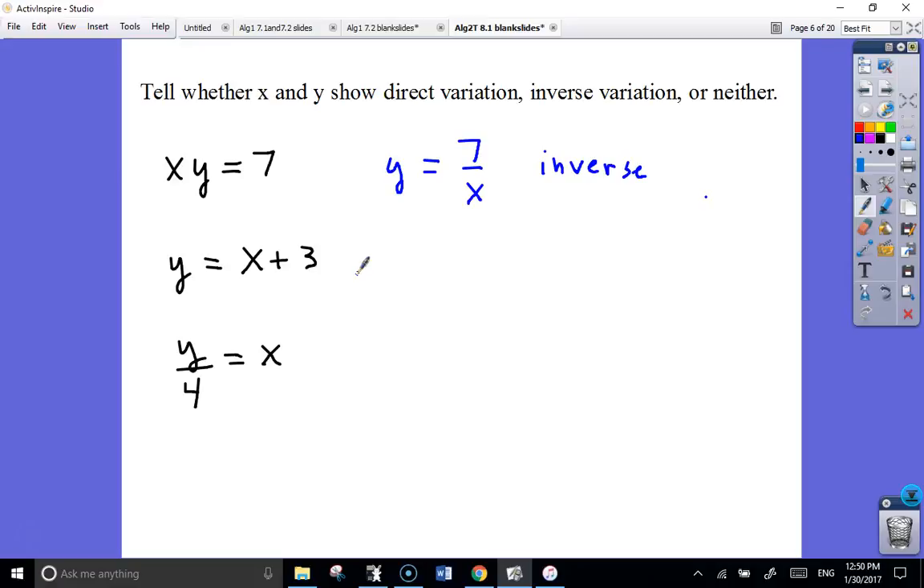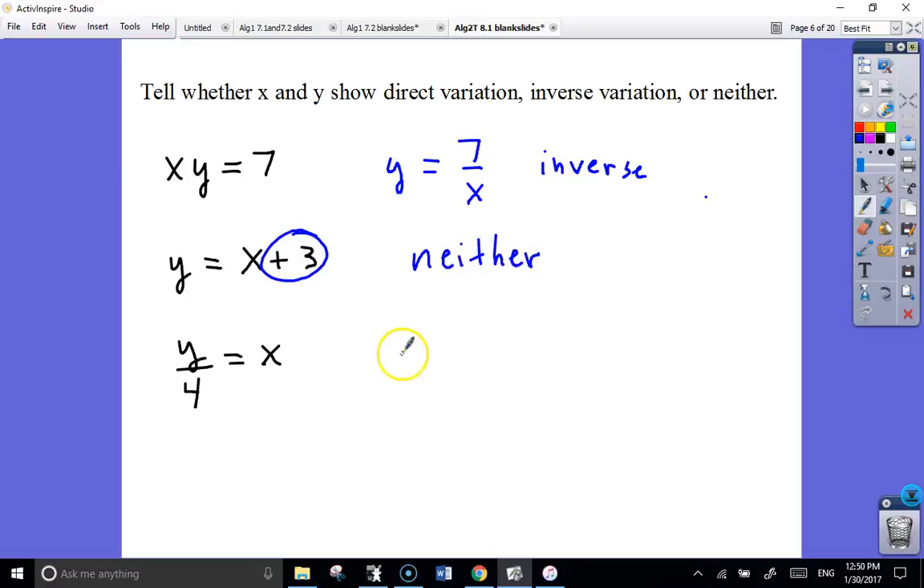It's linear for sure. What's the y-intercept? 3. Well, what's the y-intercept of a direct variation? It's 0, so it's neither. It's not inverse because the x is not in the denominator, but it doesn't have a y-intercept of 0, so it's neither. Right, because of that. Okay, how about the last one?